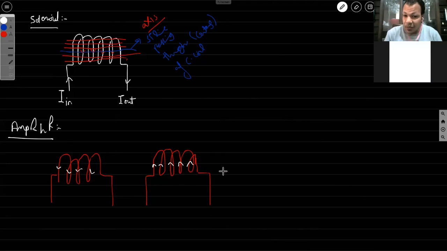So in this case, this is the thumb and this is the fingers. Your fingers are stretched upward, the current is upward, so the thumb is toward north. So here will be south and here will be north. While here, stretched fingers upward, the current downward, so this one will be south, and this is north.